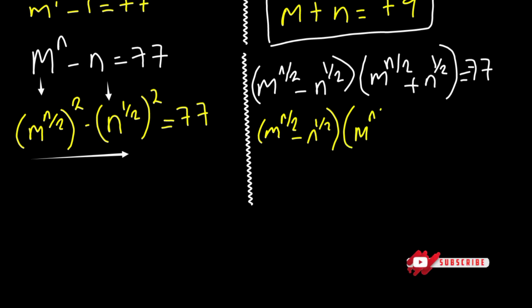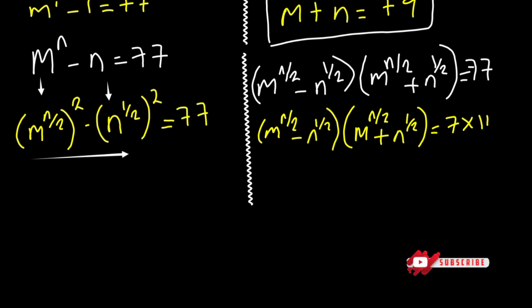And then when we go further, there's something brilliant and smart that we're going to do here, because we have successfully factorized the left hand side. Therefore, let us do the same for the right hand side. We can change 77 to 7 times 11. Therefore, we can just compare the terms.